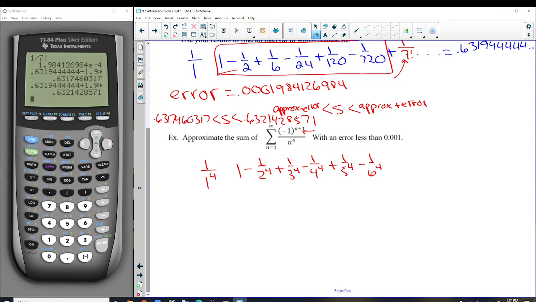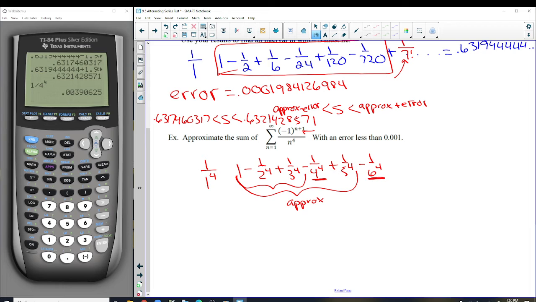So if we said, well, this right here is going to be our approximation, then the most our error could be is this right here. Now if we take 1 divided by 4 to the 4th, the error is 0.003. That's 3 thousandths. And that's more than 1 thousandth. So we've got to keep going. So let's say I want to use this much right here as the approximation.